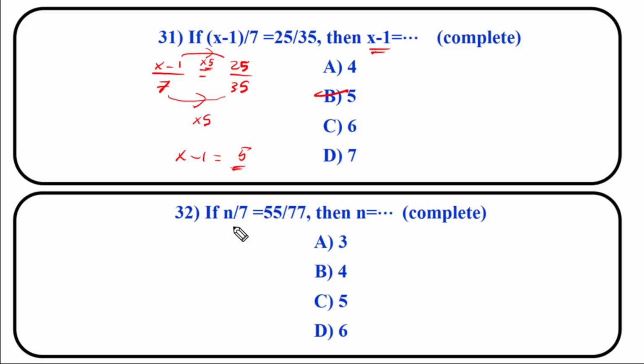Number 32, we have here n over 7 equals 55 over 77. We have here symmetric numbers. So multiplying by what, guys? By 11. Multiplying by 11. So what number times 11 equals here 55? This number is 55 divided by 11 equals what? Equals 5. So the value of n equals what, guys? Equals 5. The correct answer is C.